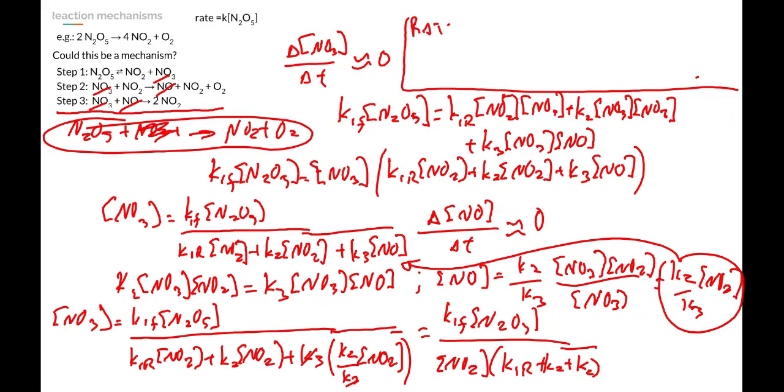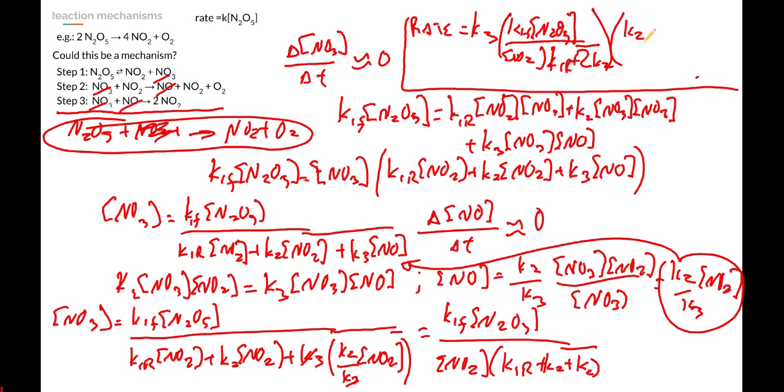So rate equals K3 times concentration of NO3, but we're going to substitute for K1F times N2O5 concentration over concentration of NO2 times K1R plus 2 K2s times concentration of NO. But concentration of NO is K2 over K3 times concentration of NO2. Concentration of NO2 cancels all out, and this just gives us some constant that's made up of K1 forward, K2, K1R, K2, K3, just some overall constant, times concentration of N2O5. And that matches the experimental rate law. And so this could be a mechanism for this reaction.